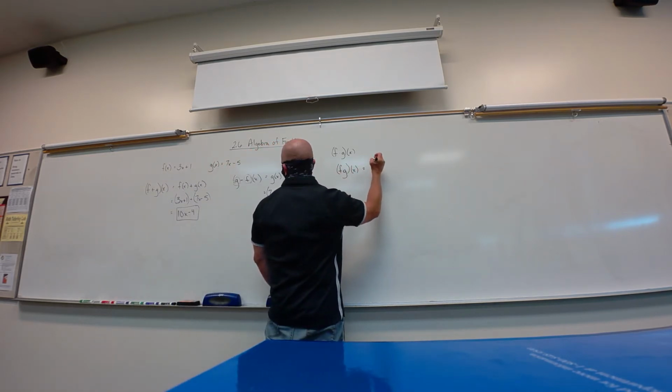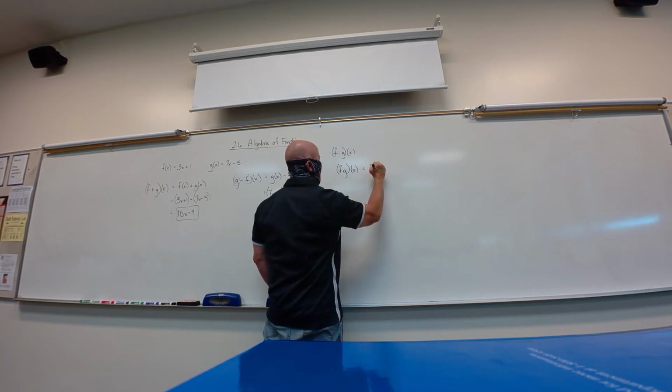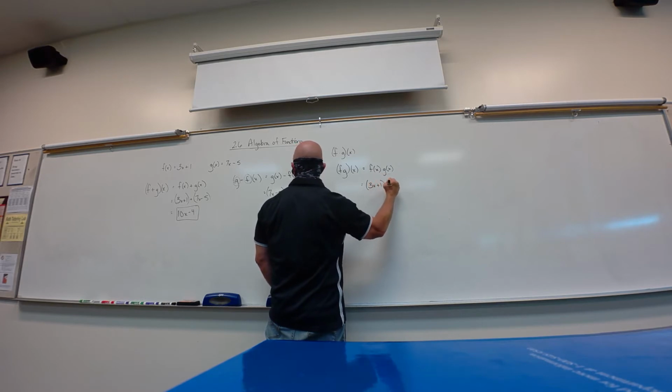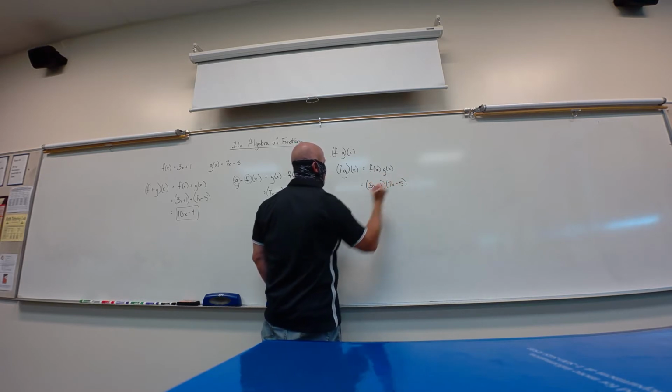So we're going to have f of x times g of x. F is that 3x plus 1. G is the 7x minus 5.